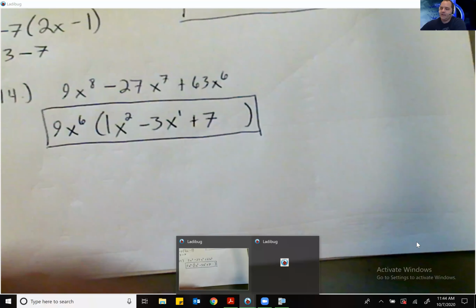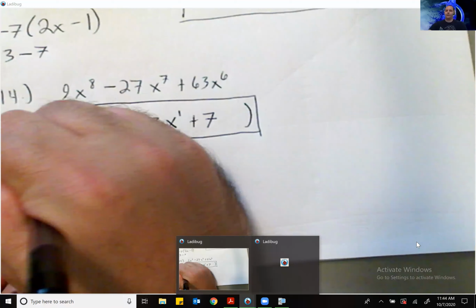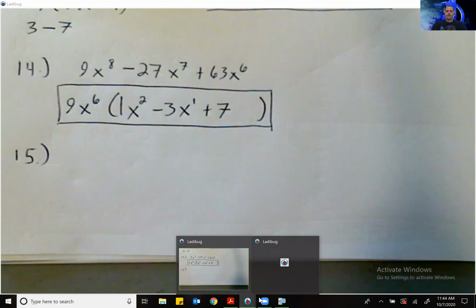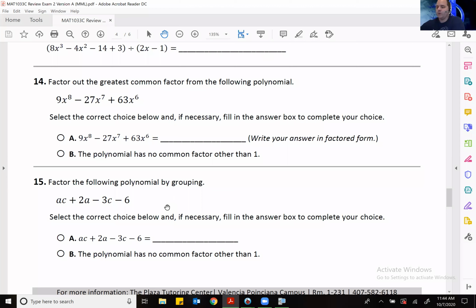Number 15. This one is all about grouping. And I believe the directions say to group it. Yep, grouping. All grouping is just a giant GCF problem, as I've talked to you guys about, or as you have watched in the video. So we're going to take AC plus 2A minus 3C minus 6 and perform grouping.